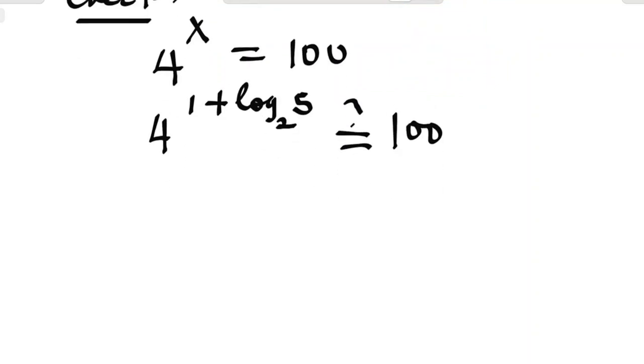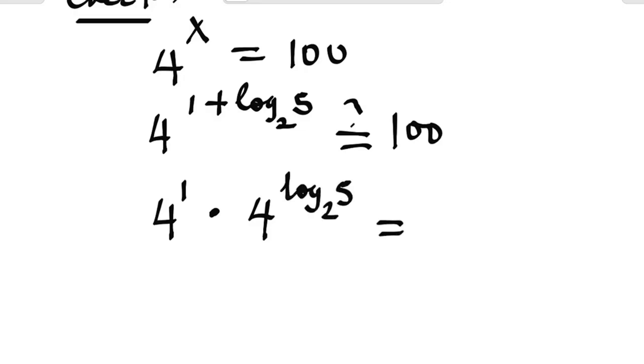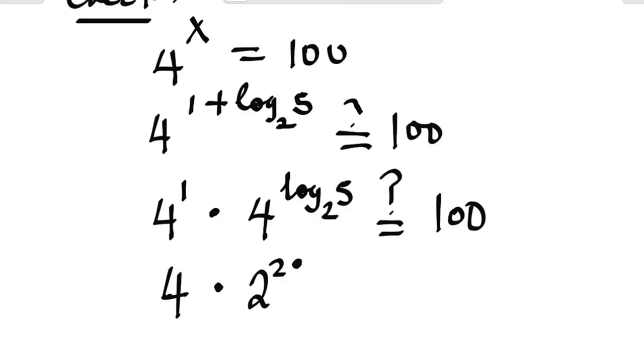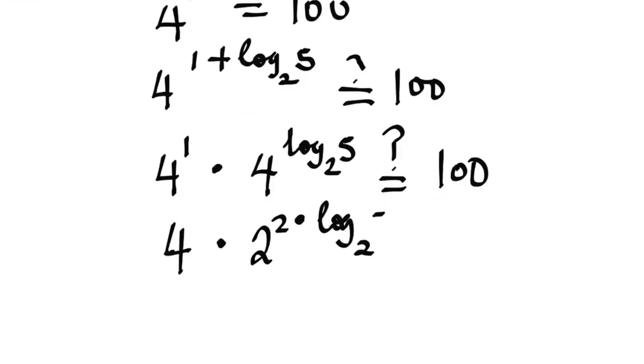From there, this is going to be 4 to the power of 1, times 4 to the power of log base 2 of 5. We can write it like that from the law of indices. This equals 100. So we're going to have 4 multiplied by this 4, which can be written as 2 raised to the power of 2, to the power of log base 2 of 5. Then will this give us 100?